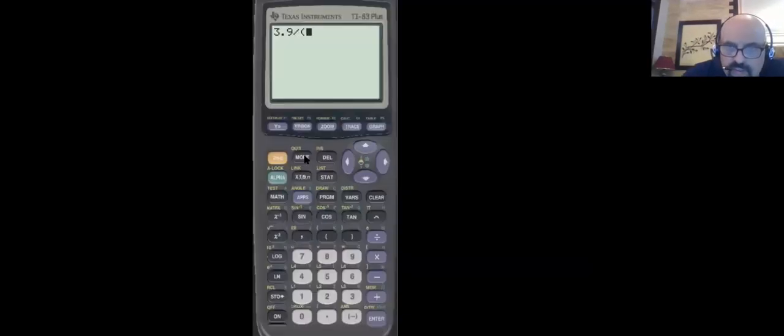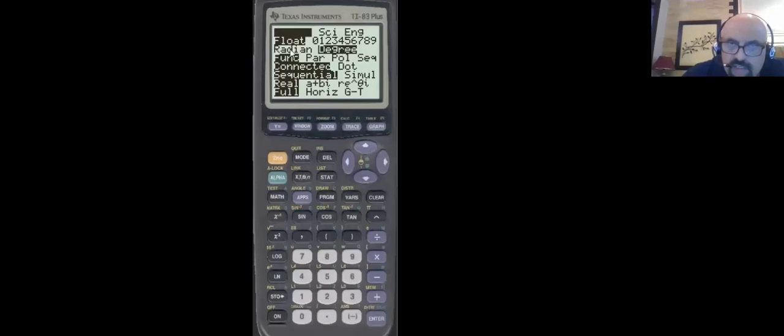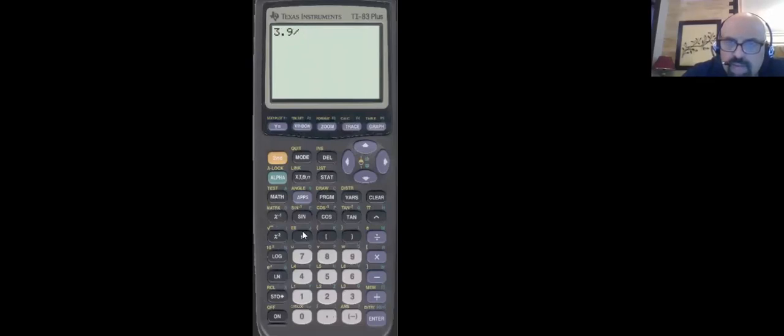And make sure, by the way, that your angle is set at degrees, not radian. Okay, make sure it's not radian. This is the radian here. Make sure it's set at degrees. So we've got 3.9 divided by, and then open parentheses, and we'll have 23 meter per second. So 23 times cosine 30. And then press enter, and this will give you the time in seconds.